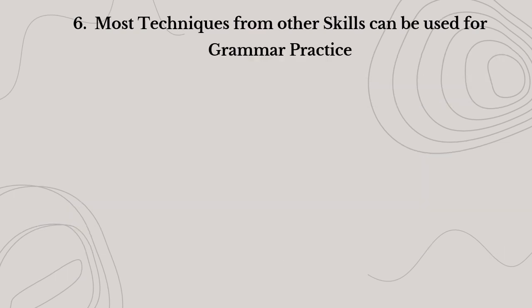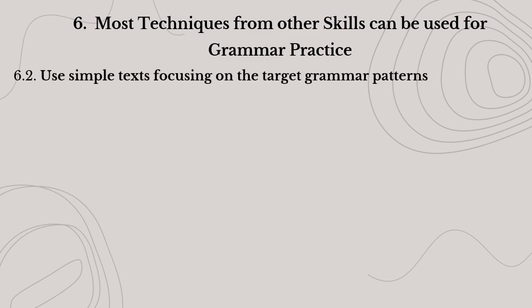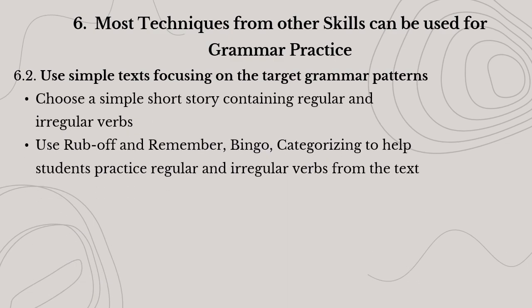Secondly, instead of using sentences or phrases, teachers can use a short or simple text that contains and focuses on the target grammar. For example, teachers want to focus on irregular verbs and regular verbs of the past simple tense. So they let students read a short simple story containing the verbs. They can then think of a technique or two to help practice with the verbs. Techniques such as rub off and remember, bingo, or categories can be used to help students with regular verbs and irregular verbs from that reading text.